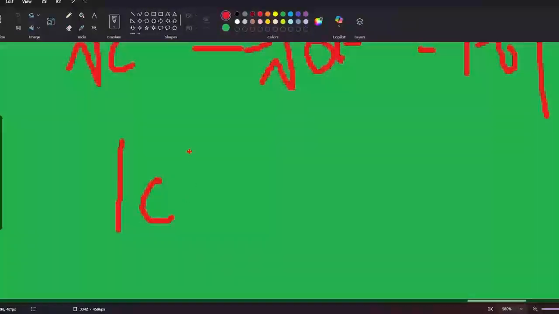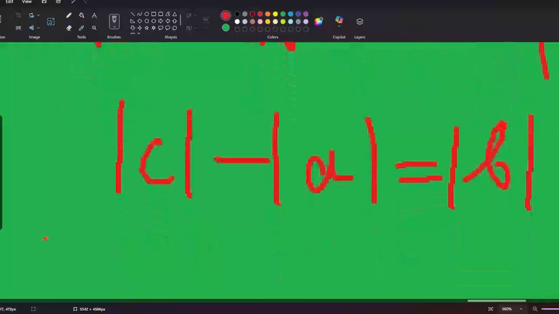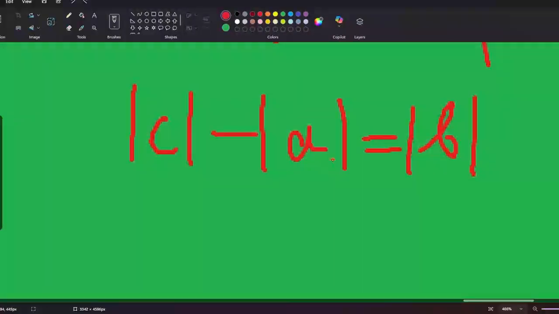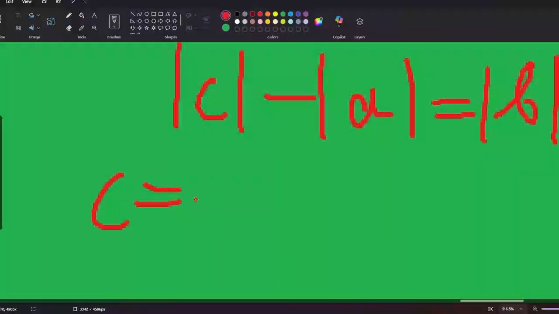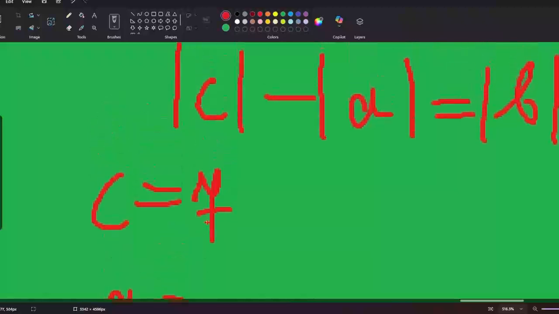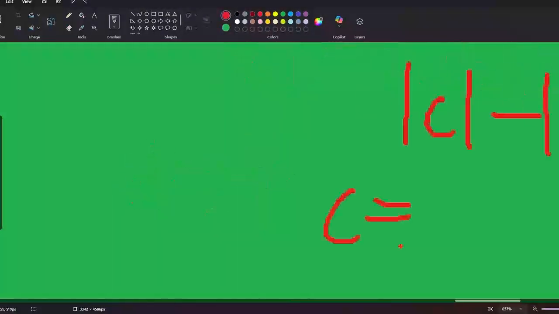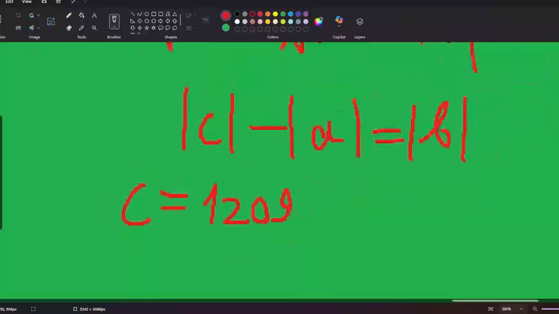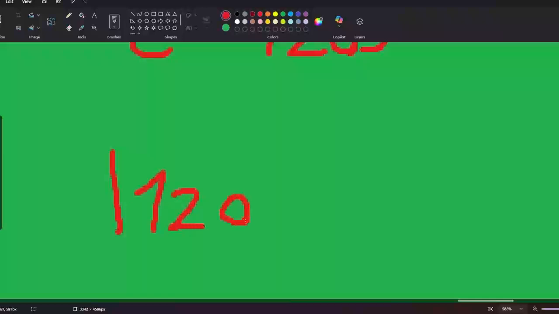So what I have here is absolute value of C minus absolute value of A equals absolute value of B. And now we're gonna try a few numbers and see how it works out. Say C equals 7 and A equals... okay, wait a second, I'm not sure. Okay, let's say C equals 1209. The absolute value of 1209 is... wait a second. Let me find it real quick.